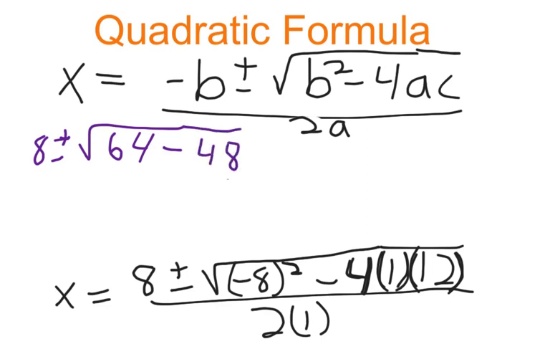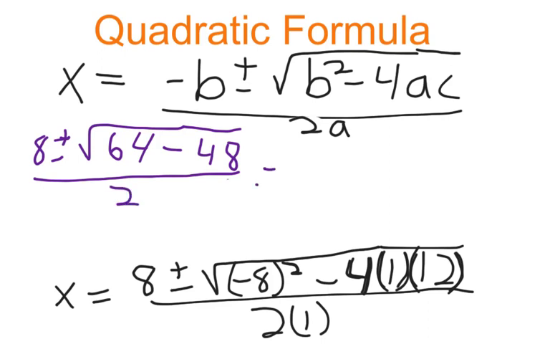And if you were subtracting a number that's bigger than that first number, my 64, then you'd have a negative square root. You can't have a negative square root, so there would be no solution in that case. But here we're going to have a solution, because it's going to be a positive square root. And 2 times 1 is 2.